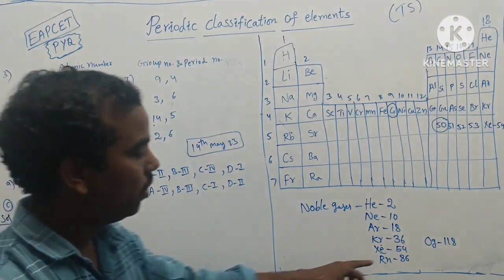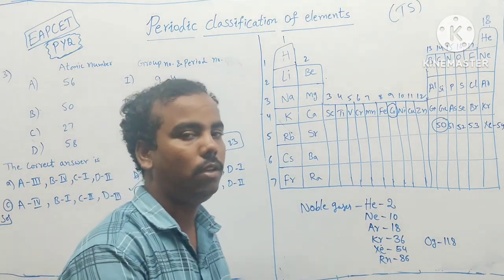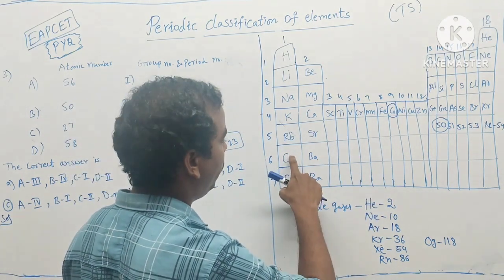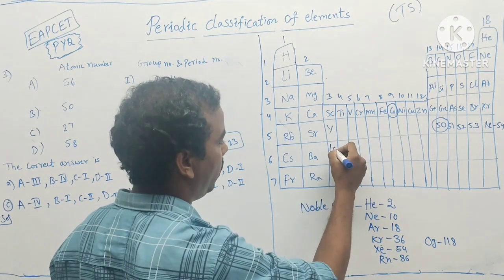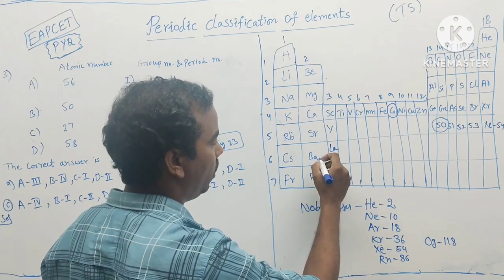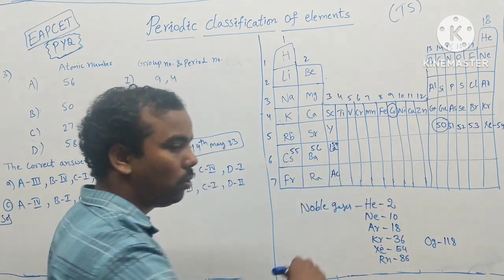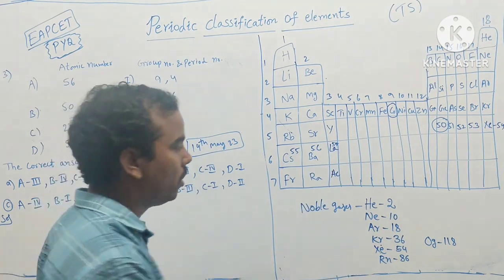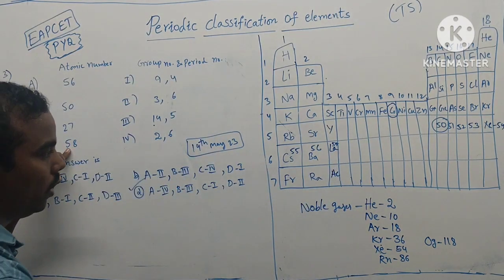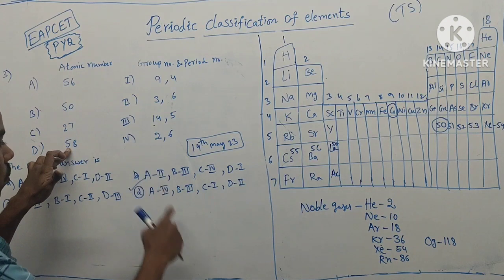Like 54 is in the 5th period, then 55, 56, 57, 58 in the 6th period. 58 means cerium. After lanthanum it is 55, 56, 57, 58, up to 14 elements. 14 elements are present in the F block. So that means the 58th element belongs to the F block. That F block is also present in the third group. So the answer is D2. So answer D.